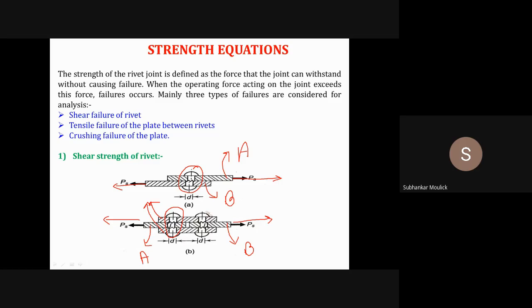The failure of the rivet will take place by the help of shear. That means this failure is taking place at the junction of the plate and the strap. This is your strap, this is your plate, this is your strap. At the junction of the plate and strap, the shear failure is taking place on this side as well as on this side. Is it clear? Any doubt so far?